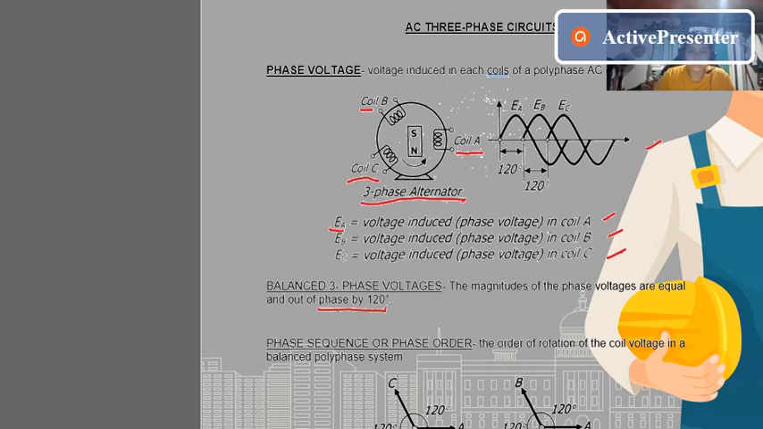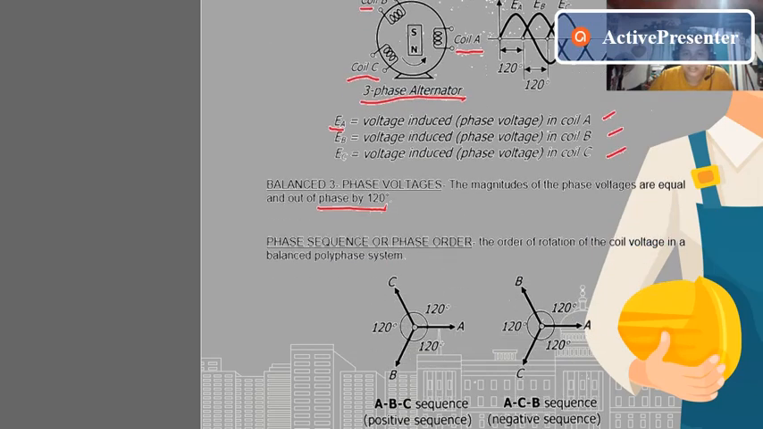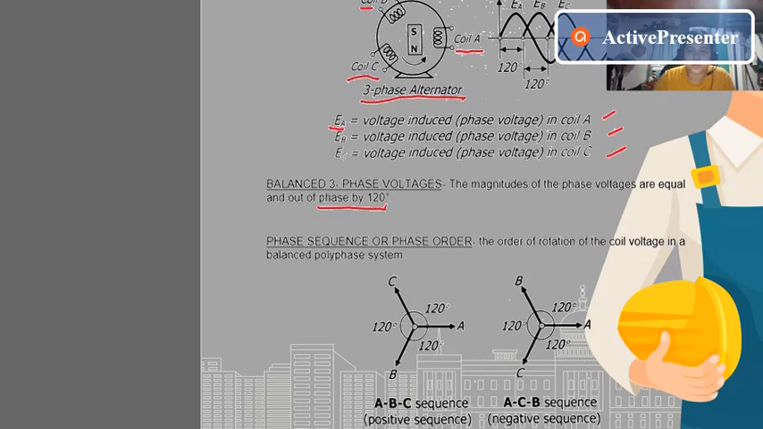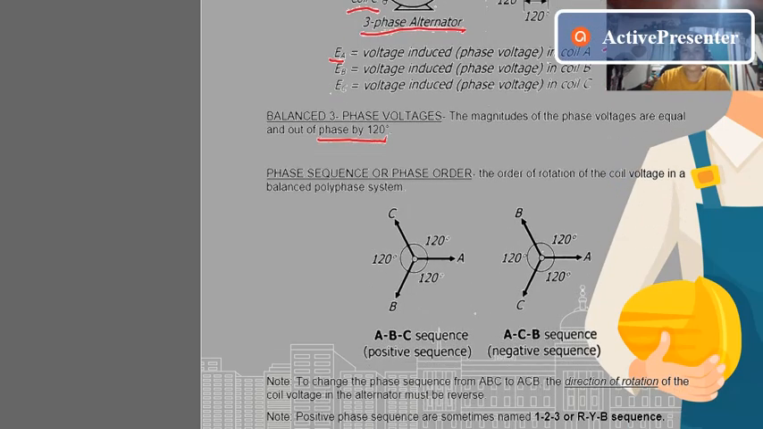Phase sequence or phase order is the order of rotation of the coil voltages in a balanced three-phase system. So in our balanced three-phase system we have the phase sequence or phase order, which you can see here. For our positive sequence, we have A, B, and C. And for the negative, A, C, and B. So take note that they have angles which total 360 degrees.